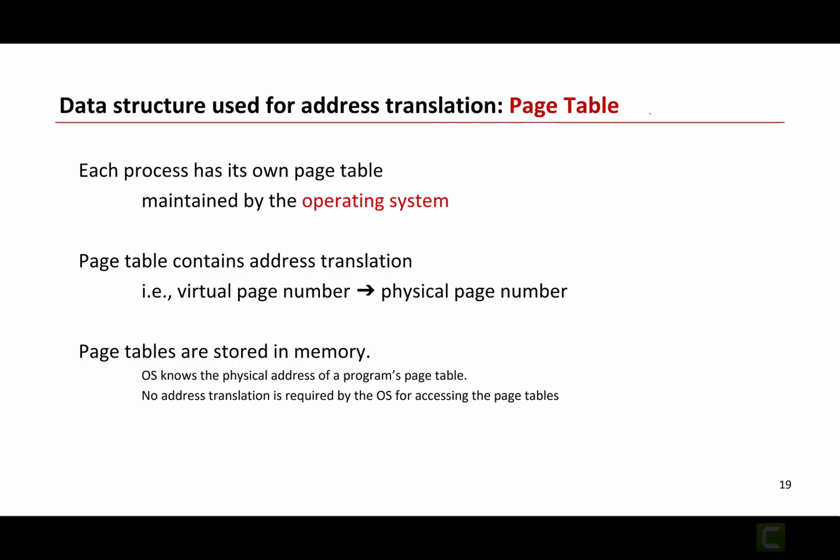So the data structure that the operating system uses to perform the virtual to physical address translation is called the page table. And each process has its own page table, obviously, right? Because there is an entry for every virtual page of a process in the page table. So each page table belongs to just one process. That's really important.